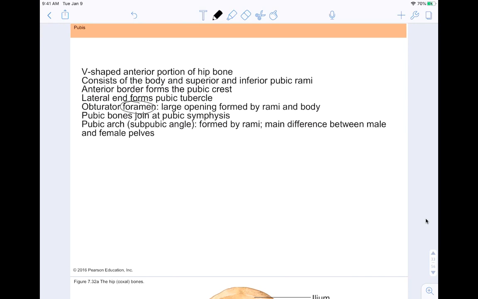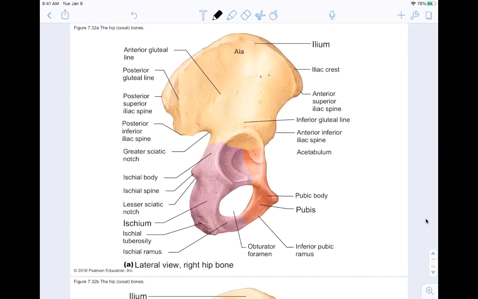Then you have the pubic arch, which is going to be a subpubic angle. So it's like underneath. And you'll see a wide angle in females and a deeper, more acute angle in males. And we'll look at that in just a second. There's a huge difference between the male and female pelvises, and that's the big difference there, the subpubic arch or angle. Okay, so we'll look at the arch and the angle in just a second here.